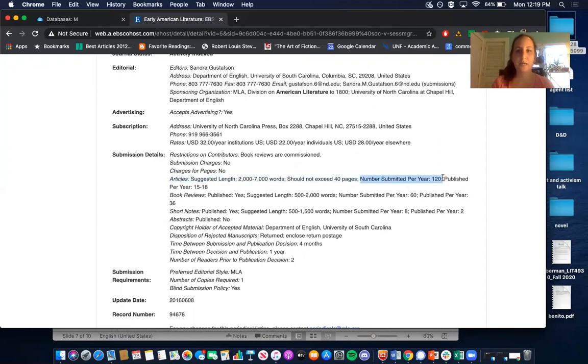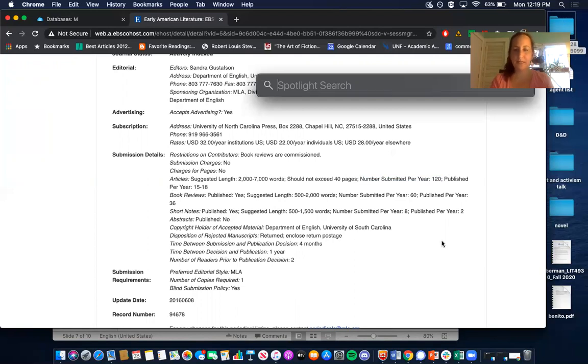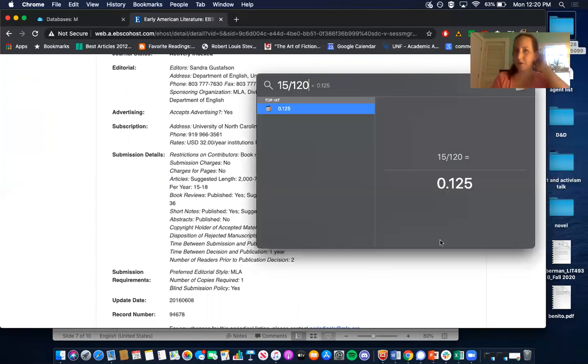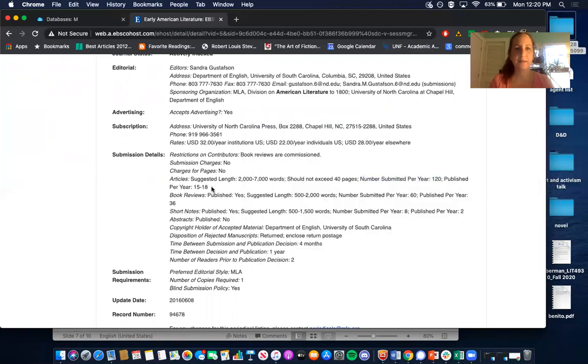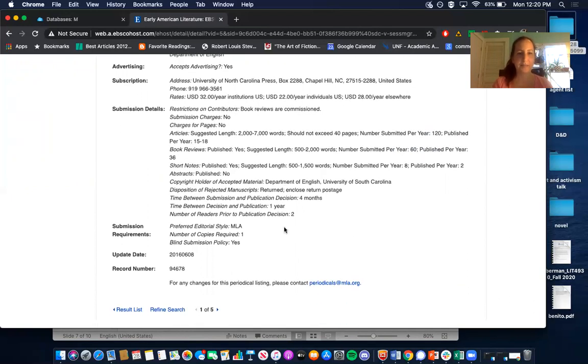Number submitted per year, 120. Published per year, 15 to 18. So just to give you a sense, let's go on the short end. They're publishing about 12, 13% of the articles that are submitted to them. So if you submit to them, that's your ratio of getting accepted.